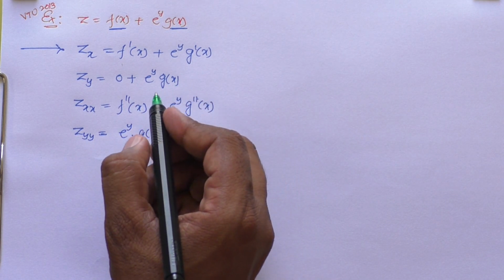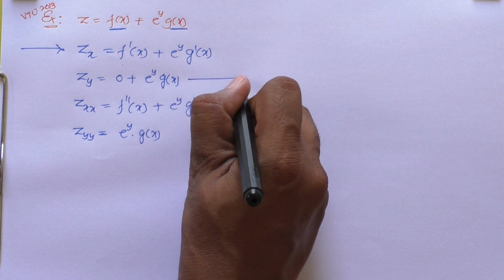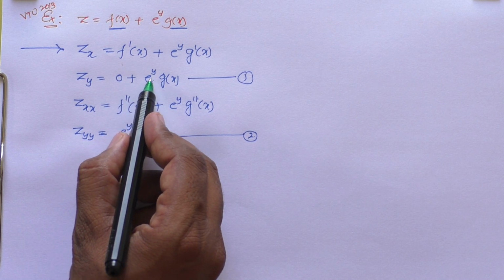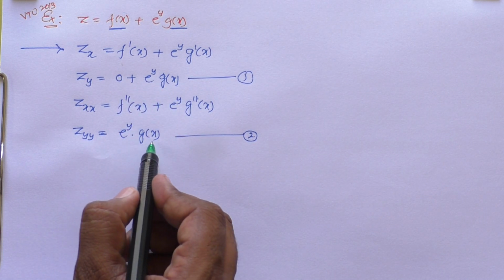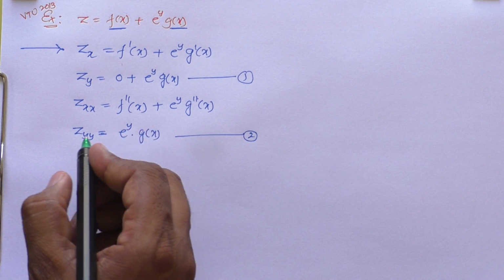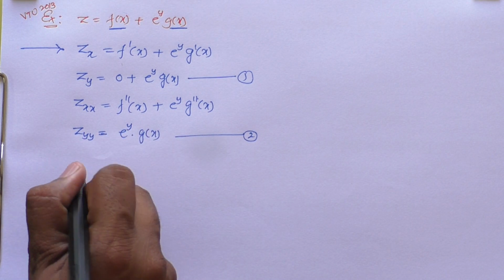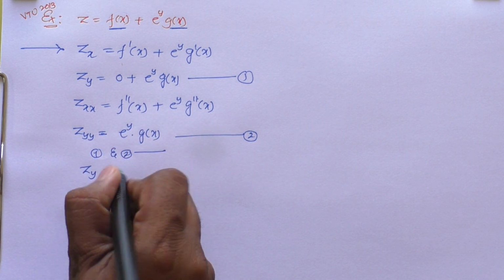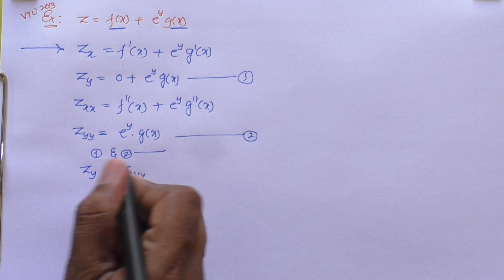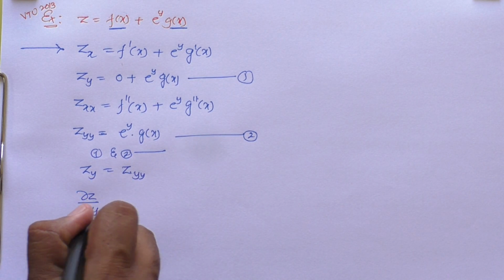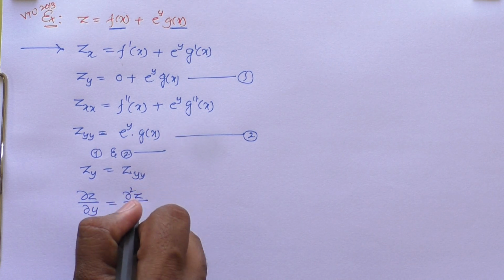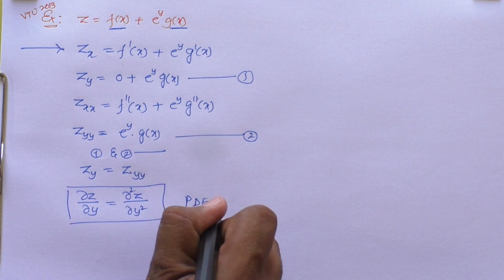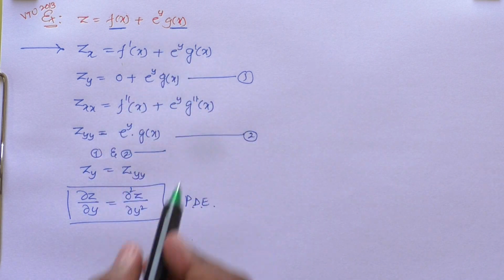So now look at this zy. If you take this one as 1, this one as 2, so zy is e raised to y g of x, zyy is e raised to y g of x. So from this we can understand the final conclusion that zy is equal to zyy, or dou z by dou y is equal to dou square z by dou y square. So this is the PDE which we have obtained by eliminating arbitrary functions f and g.